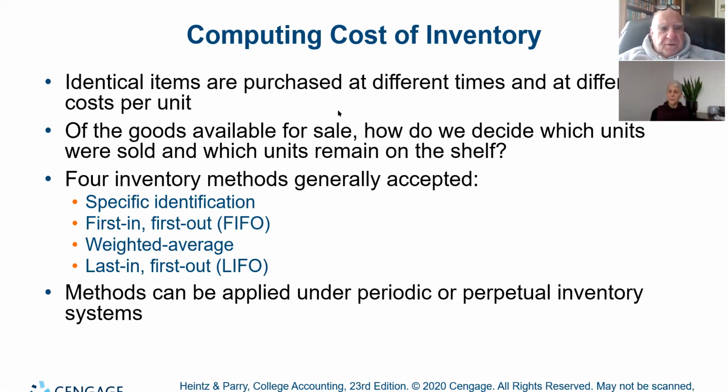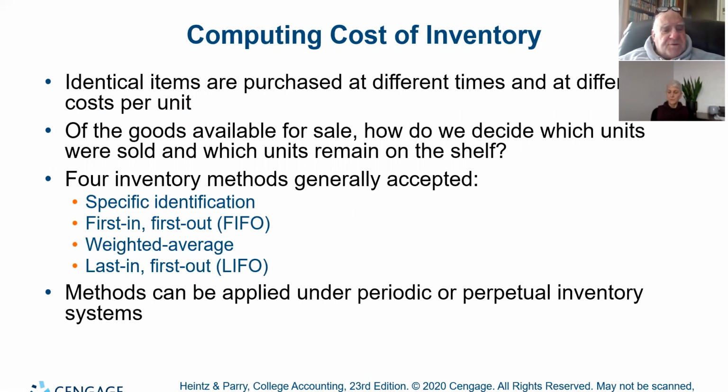Identical items are purchased at different times and at different costs per unit. Of the cost of goods available, beginning inventory plus purchases, how do we decide which units were sold and which remain? Well, on the old periodic system, we had to calculate that, beginning inventory plus purchases. Here, we're going to talk about 4 inventory costing methods. And this is a whole chapter in 230. And you can do this under the perpetual or periodic method.